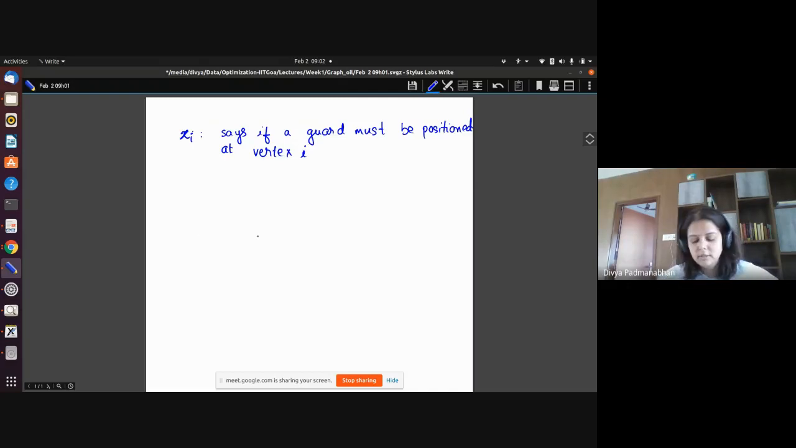So can you think of what constraints you need here? Remember the thing was that any road you take, one of the two endpoints must be covered. There must be some security at one of those endpoints. So any thoughts how you could capture this?